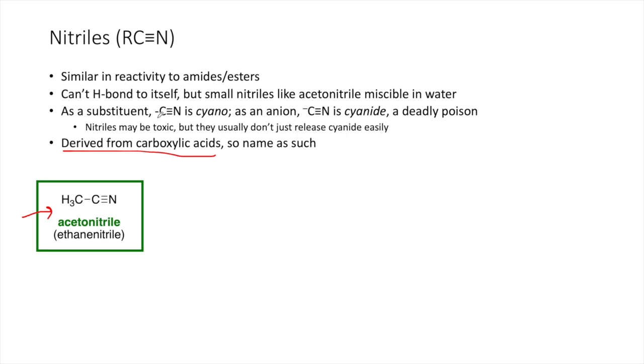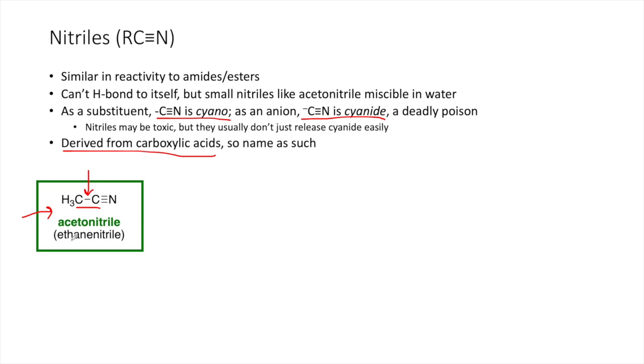As a substituent, if it's just by itself, we're going to call it a cyano group. CN by itself is cyanide, HCN is hydrogen cyanide. Cyanide is, in fact, as poisonous as you have read about or seen on TV. Nitriles themselves, usually we don't break that C-C bond too early, so there's not too much free cyanide in acetonitrile. Again, acetonitrile is derived from acetic acid, so we're going to count these 2 carbons and think of it like an acetic acid derivative, acetonitrile.